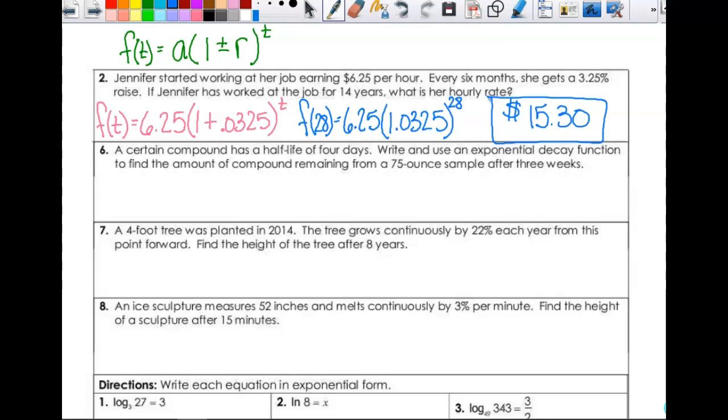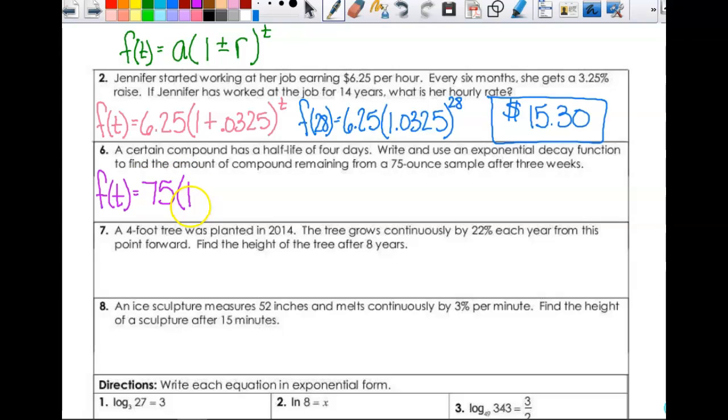Okay, so let's look at half-life. It has a half-life of 4 days. Write and use an exponential decay function to find the amount of compound remaining from a 75-ounce sample after 3 weeks. All right, so we're going to write the function first. So it's going to be f of t. What is my initial amount? My initial amount is 75.